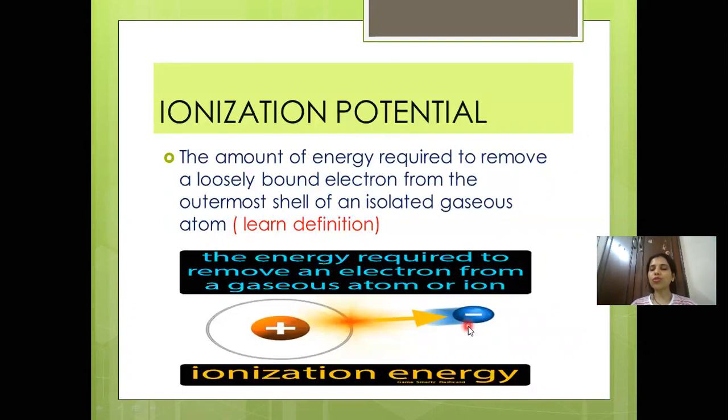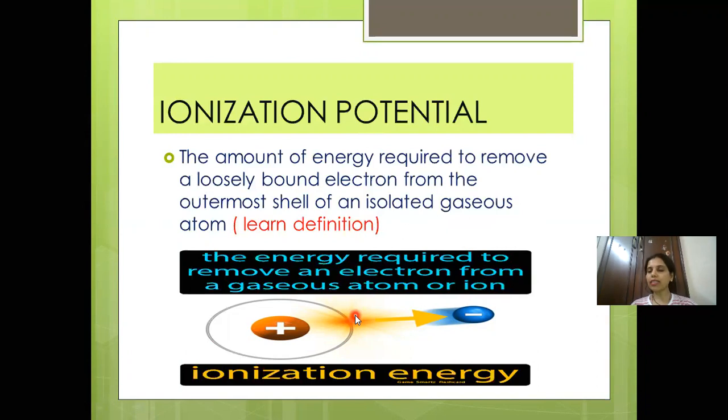Now you have to remove this loosely bound electron from the outermost shell, and remember this atom from where it is removed is in an isolated gaseous state. It cannot be in solid state, it cannot be in liquid state, it has to be in the gaseous state. After reaching that state, how much energy is required to remove that electron? That amount of energy is known as ionization potential, or in short we write it as IP also. So the energy required to remove an electron from the gaseous atom or ion is known as IP, ionization potential.